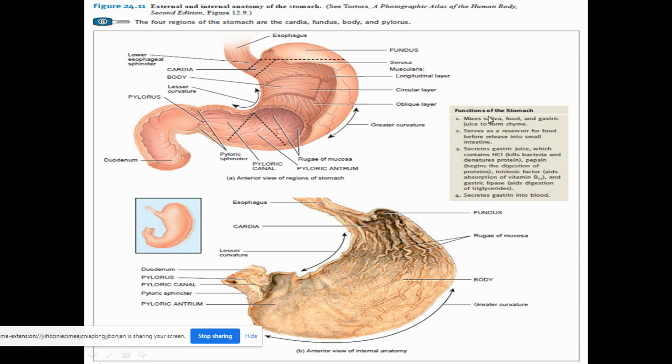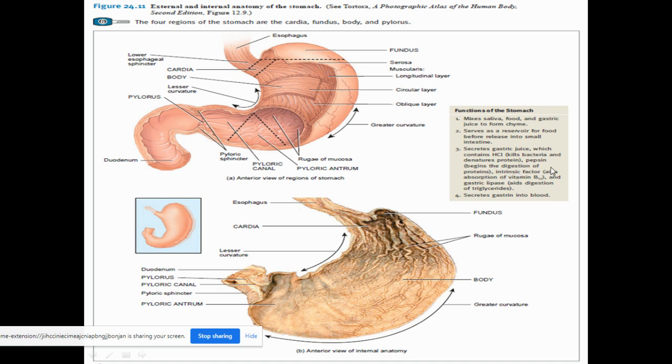So what are the functions of the stomach? It mixes the saliva, food and gastric juice to form chyme, a liquid food called chyme. It serves as a reservoir for food before releasing it into the duodenal region. It also secretes gastric juice which contains HCl. The HCl acts upon the bacteria and kills them, and it also acts upon the proteins and denatures them. It also secretes pepsin. Pepsin is an enzyme secreted by the cells of the gastric glands, which acts upon the proteins and converts them into smaller peptides.